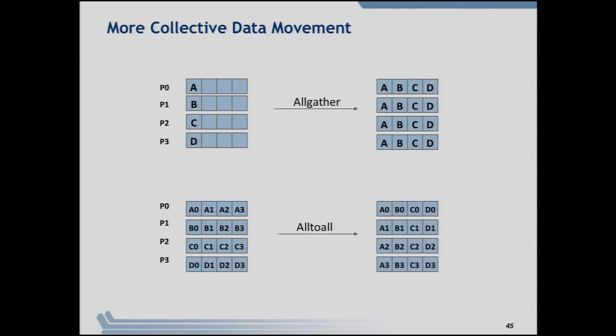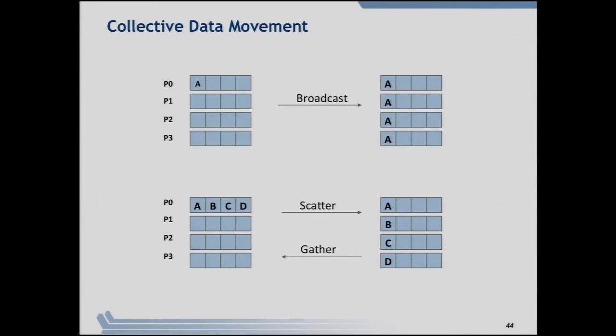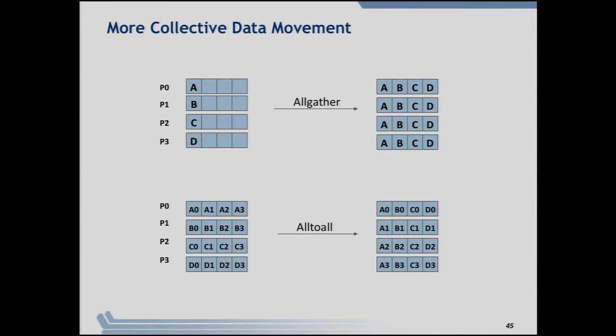Then there are the all versions of these where everyone gets the result. In the previous one, you have to specify a root of this operation, and the root gets the result. In this case, the root is the sender. In the gather case, the root is the receiver of the operation. In the all versions, everyone gets the result.